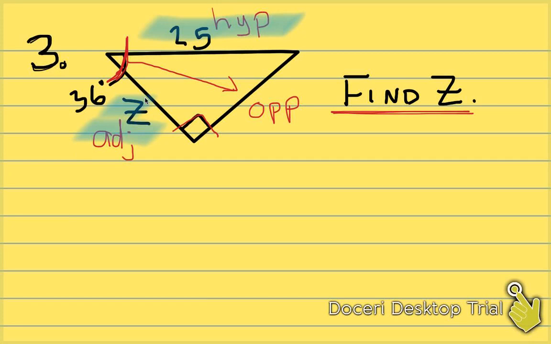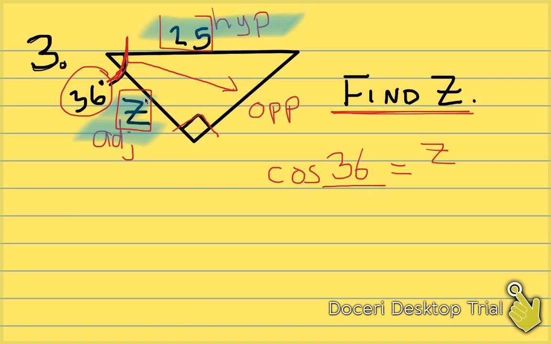So which trig function uses adjacent and hypotenuse? Well, if you look back to the very beginning of this, you will know that cosine uses adjacent and hypotenuse. So we want to do cosine of our angle. Our angle happens to be 36 this time. And we know that our adjacent is z. And our hypotenuse is 25. So cosine of 36 equals z over 25.